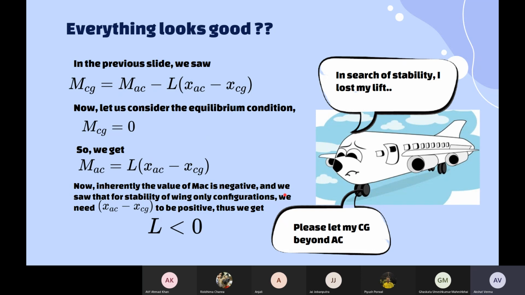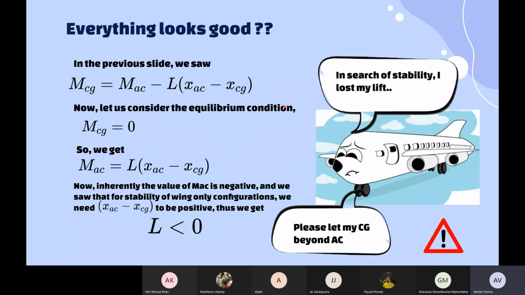If you examine this equation, if we can adjust our CG such that it goes beyond the AC, then this term will become negative and this is inherently negative, so we will get a positive lift at equilibrium condition too. But can we do that? Here's a caution: we can't do this in a wing only configuration, because we just saw that the neutral point and the aerodynamic center for our wing coincide. So if we take our CG beyond the aerodynamic center, it will automatically go beyond the neutral point too, and that will affect its stability. It will no longer be statically stable. So we can't do that.